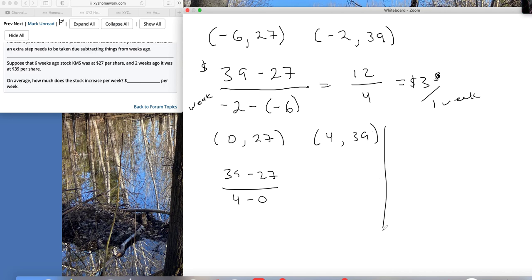And then that leads to my last thought on this, which is, if I'm just reading this, suppose 6 weeks ago the stock was at 27, 2 weeks ago it was at 39. In my head I can go from 6 weeks to 2 weeks, so my change in time was 4 weeks, and I never even write out all this crazy subtraction stuff. I can just read it and go, okay, over 4 weeks, the price went up. It ended at 39. It started at 27. And so that's going to be $12 in 4 weeks, or the same $3 per week.